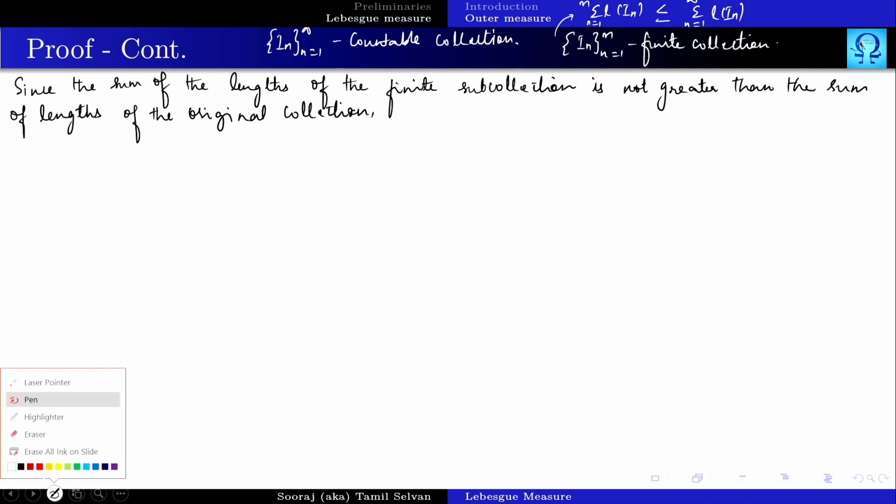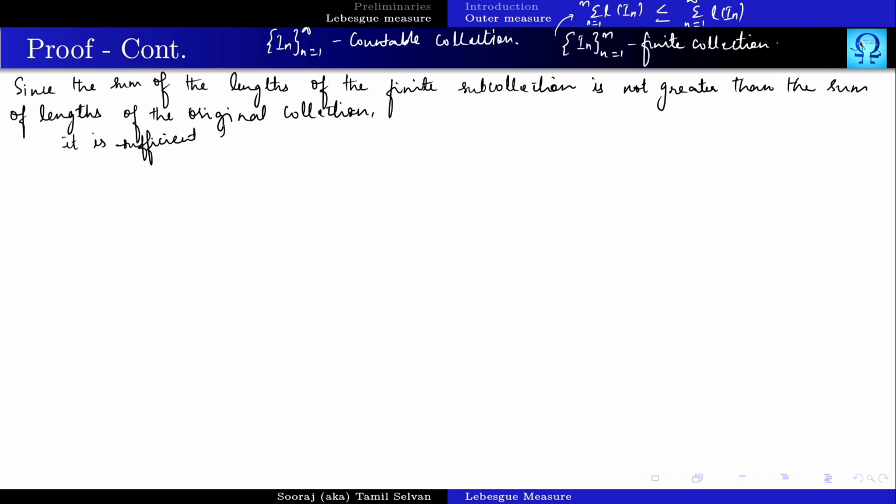So with this, we proceed further and say it is sufficient to prove inequality 2 for finite collections of I_n that cover AB.